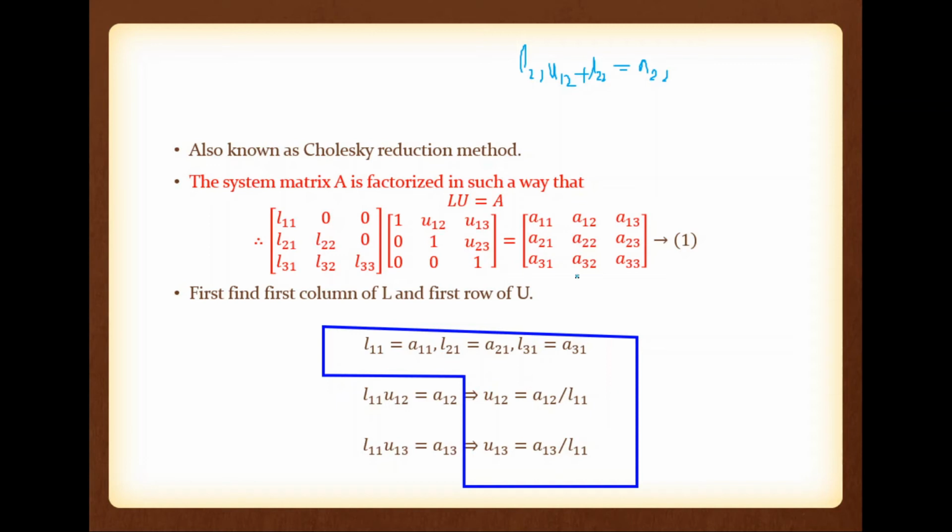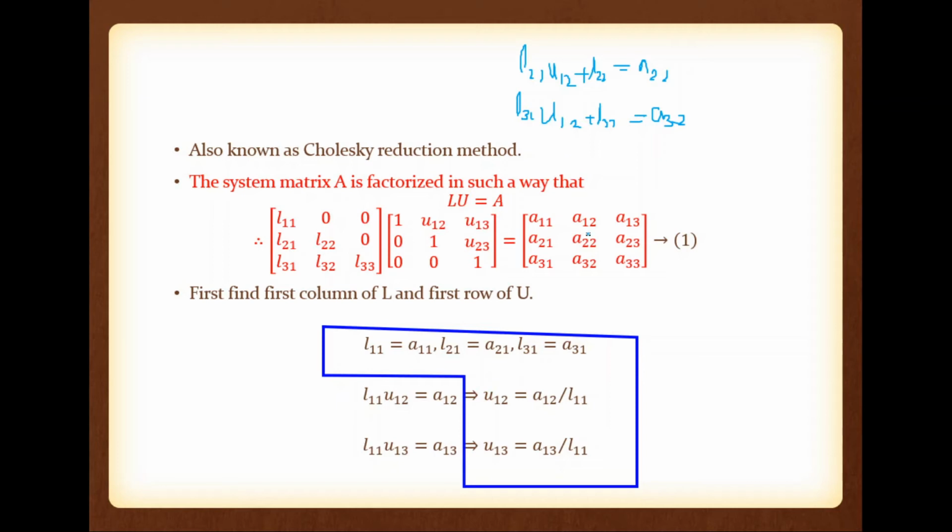Now then we have to find A32. What is A32? Third row of L into second column of U. So that is L31 into U12 plus L32 into 1 plus L33 into 0. So that is A32. So you can see that these two elements are known. So we can find L32, that is equal to A32 minus L31 into U12.